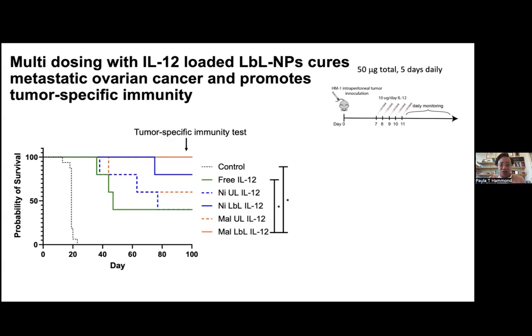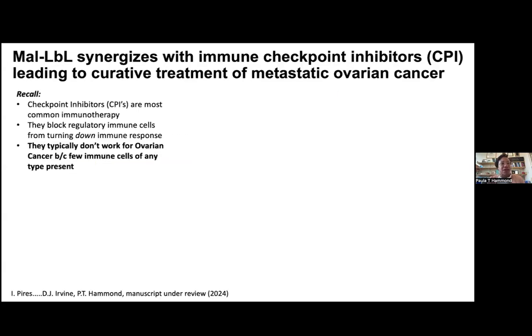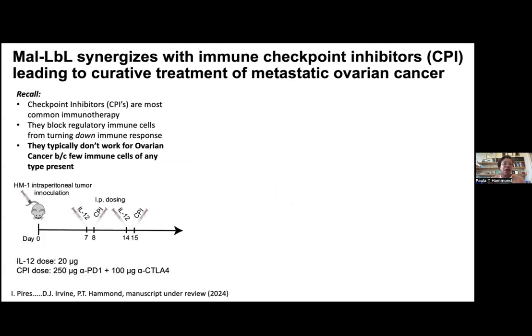Checkpoint inhibitors, I'll skip ahead, they typically don't work in ovarian cancer because the immune cells aren't really present. But with our therapy, we're bringing immune cells to the site. And then the checkpoint inhibitors that are commonly used in most immunotherapies may be effective. So we decided to do a combination, a lower dose of IL-12 with an already known checkpoint inhibitor.